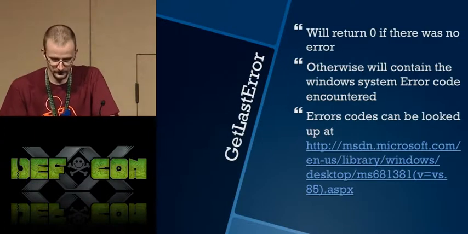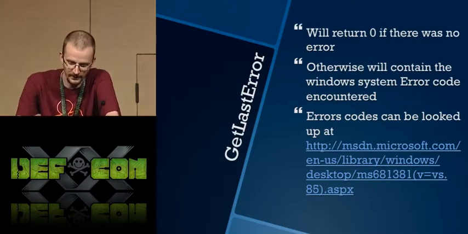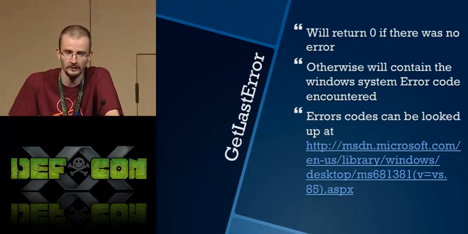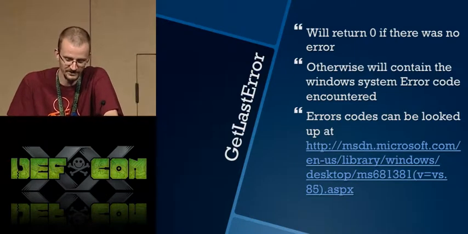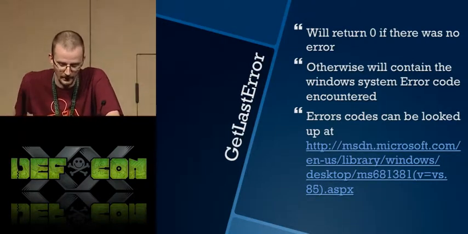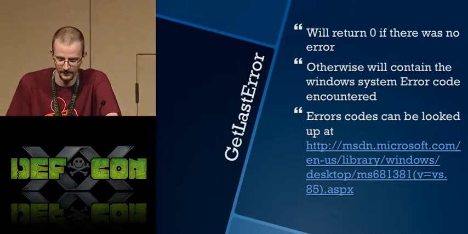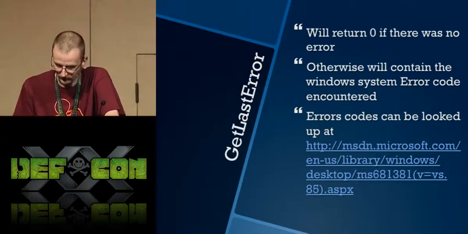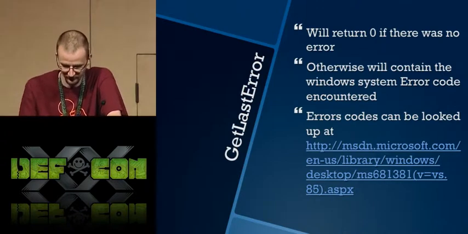For anyone who's not familiar with getLastError, it'll return an error code of 0 if everything went fine. Otherwise, you'll get a system error code, and there's a nice handy MSDN page where you can look up what any of those mean. I recommend that everyone have that page bookmarked because it's super, super useful. I reference it all the time.